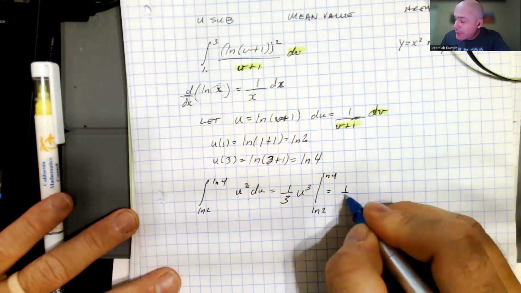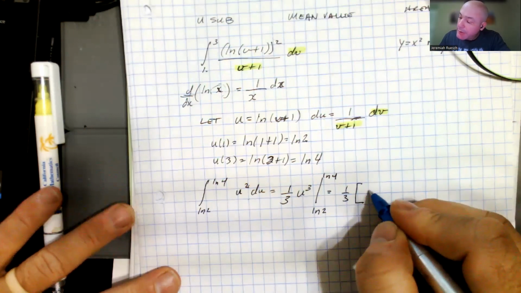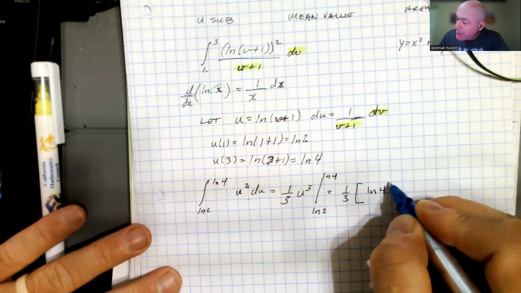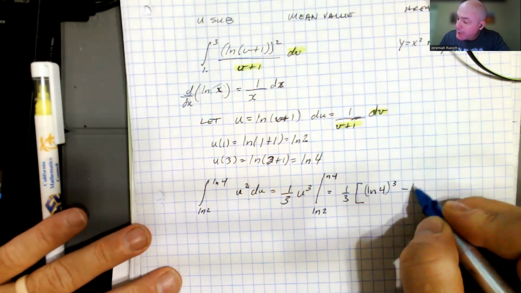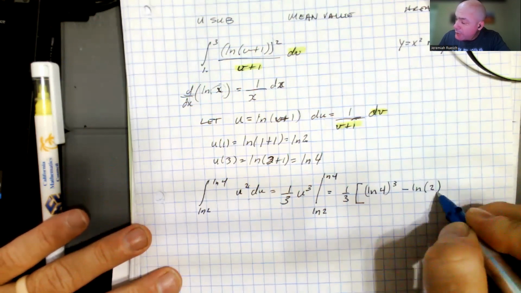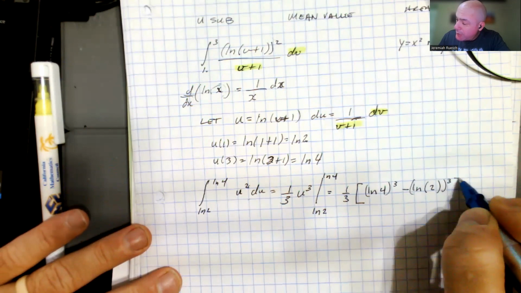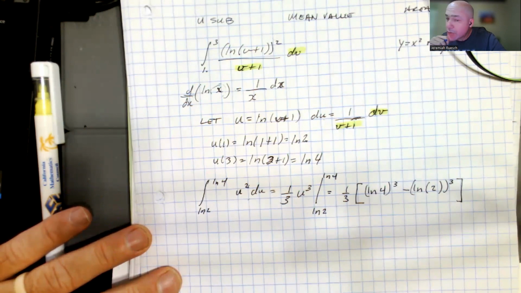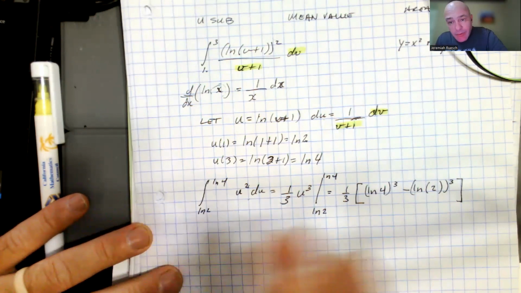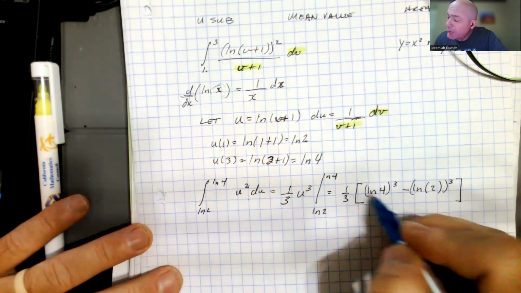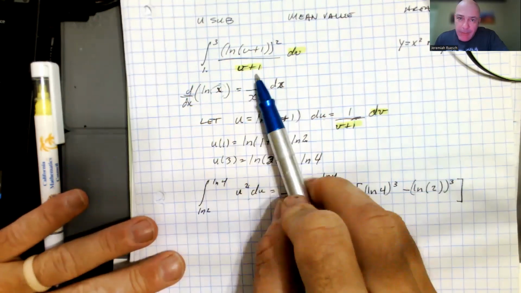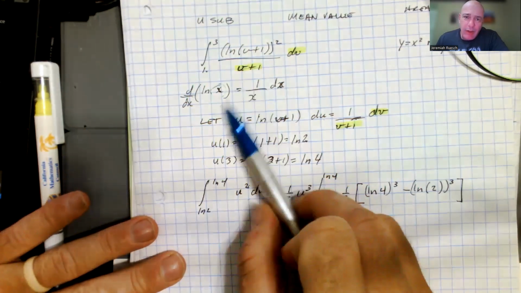Okay, so I have 1/3, using the fundamental theorem of calculus, the natural log of 4 cubed minus the natural log of 2 cubed. Okay. There is quite a bit of simplification that we could do with this problem, but for now, we'll just leave it in this form.